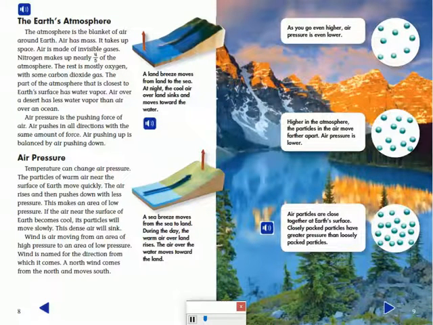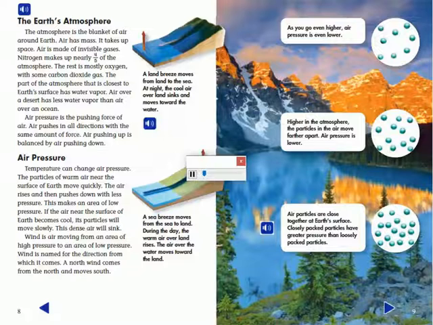A land breeze moves from land to the sea. At night, the cool air over land sinks and moves toward the water. A sea breeze moves from the sea to land. During the day, the warm air over land rises. The air over the water moves toward the land.